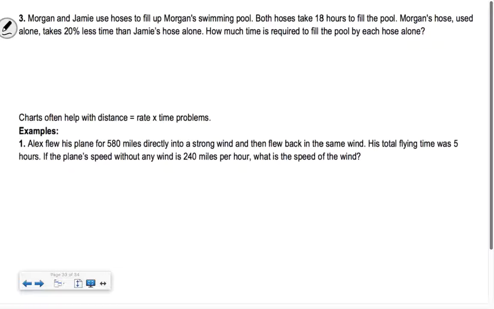All right, so Morgan and Jamie use hoses to fill up Morgan's swimming pool. Have you guys ever filled up a swimming pool with a hose? It takes forever. So they're deciding to use the neighbor's hose as well.